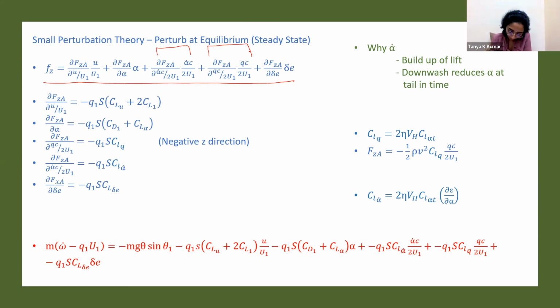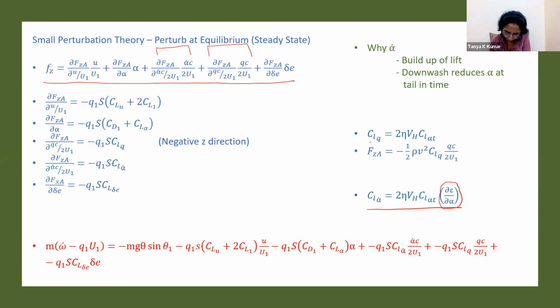Now how does it vary with alpha dot? So CL alpha dot, you have this term here. This is what tells you how your lift coefficient varies with alpha dot. So you can see that it is dependent on your downwash. Downwash is the term that is time dependent. So when you have alpha dot, your downwash component comes into play.